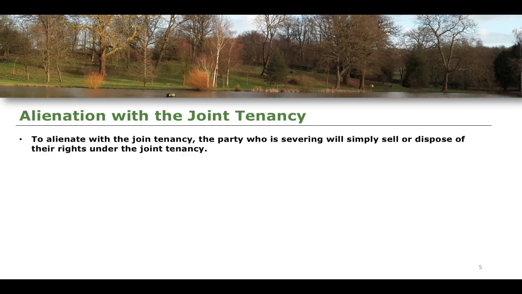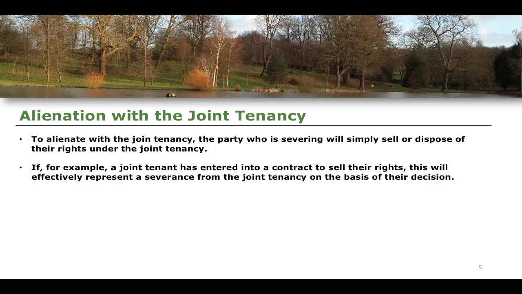So, to alienate within a joint tenancy, the party is severing. The party who is severing will simply sell or dispose of their rights under a joint tenancy. This is by way of alienating a joint tenancy, alienating your relationship to a joint tenancy. And so as a result, what you are doing is severing by acting as a tenant in common. If a joint tenant, for example, enters into a contract to sell their rights, then this will effectively represent severance from a joint tenancy on the basis of their decision.